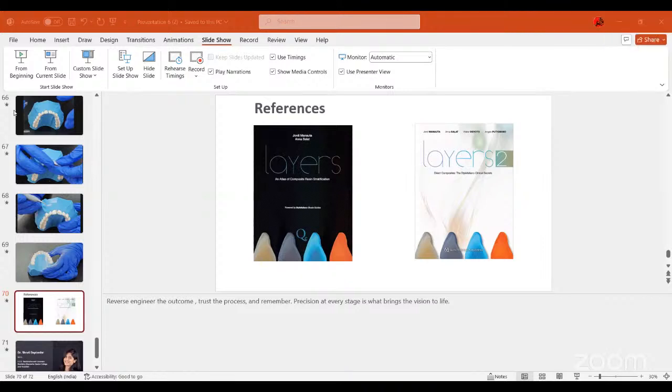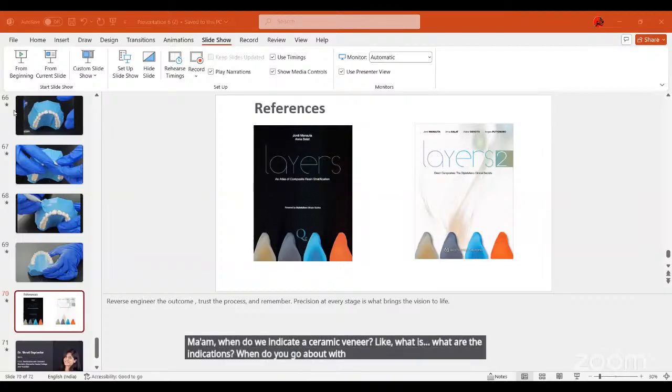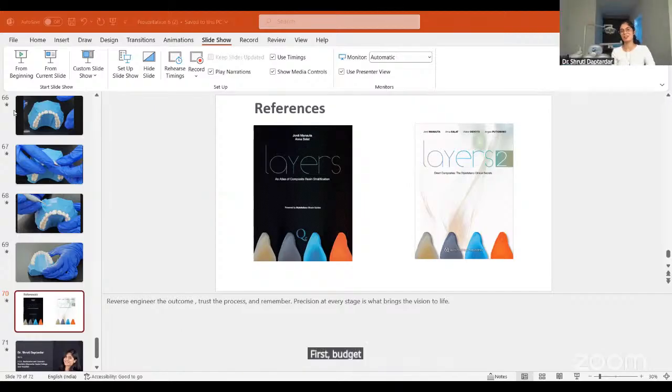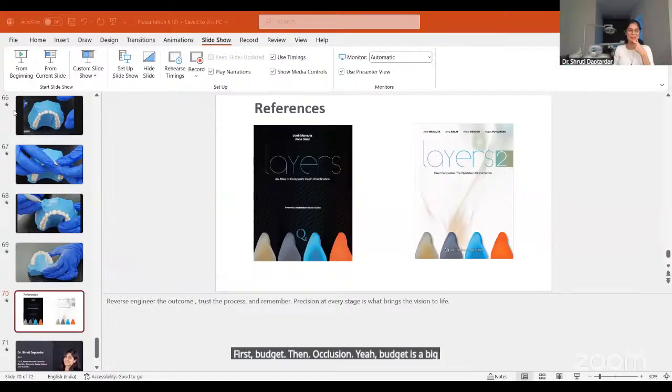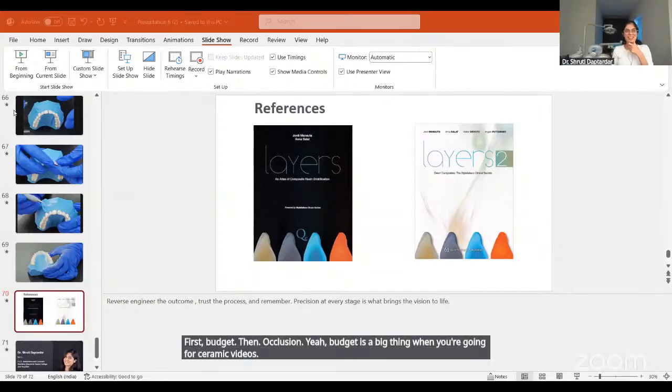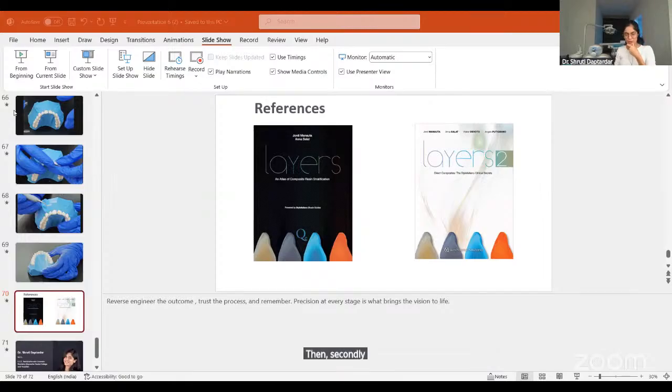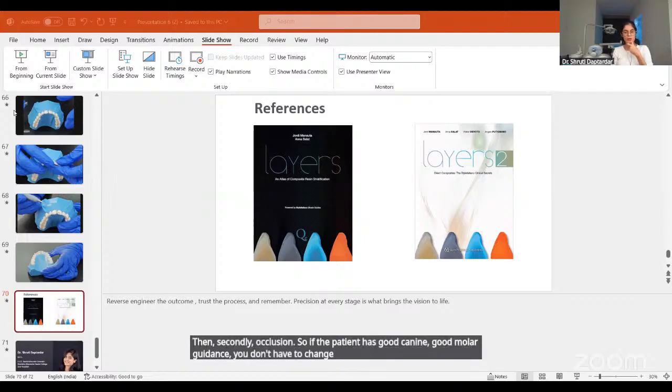Ma'am, when do we indicate a ceramic veneer? Like what are the indications? When do you go with composite or ceramic? In which cases? First budget, then occlusion. Budget is a big thing when you're going for ceramic veneers. Then secondly, occlusion. If the patient has good canine and molar guidance, you don't have to change much, and it is purely for aesthetic purpose, then you can think about going for ceramic veneers.